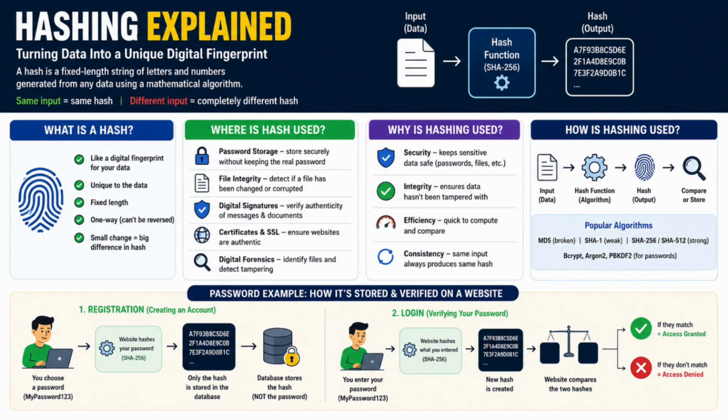So you key in your password. The website hashes your password, in this case using SHA-256 or 512 because those are strong. Then it hashes it. We get a hash. In this case, it's F7, that number. And then that database stores that hash, not the real password.